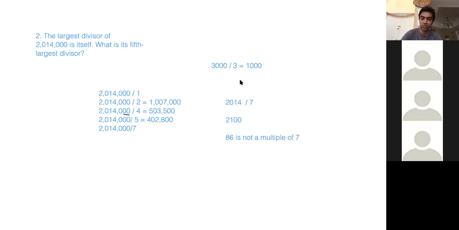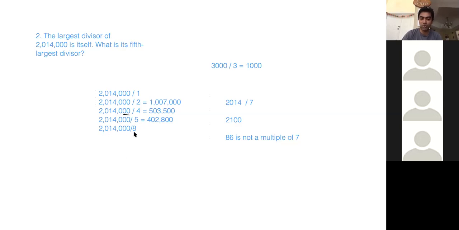So this means that 2014 is not a multiple of 7. The reason is because if 2100 is a multiple of 7 and 2014 were a multiple of 7, then the difference also had to be a multiple of 7. Does that make sense? Yeah. Okay, so this is another way of checking, since the divisibility rule for 7 is not as straightforward. So now let's move to 8.